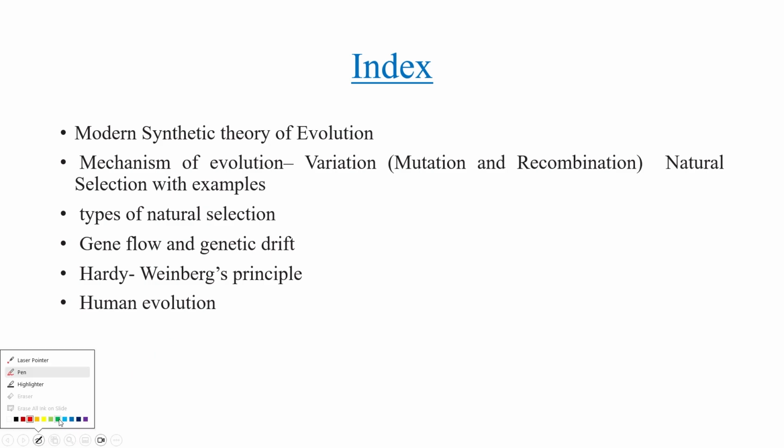In this particular video lecture, we are going to discuss these points: modern synthetic theory of evolution, mechanism of evolution, variation meaning mutation and recombination, natural selection with examples, types of natural selection, gene flow, genetic drift, Hardy-Weinberg principle, and human evolution. So, let's discuss all the related points.